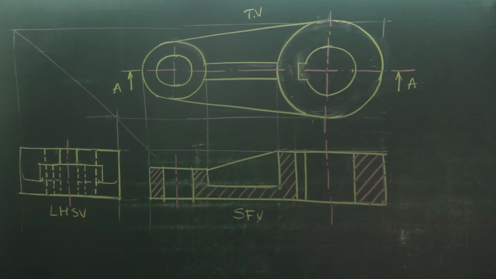So in this sum, they have given third angle. So we'll draw the front view down, the top view up, and the left hand side view we will draw on the left side. So this is what I have shown you, the pattern for how you do it in third angle. In this they have asked for a sectional front view, so we have drawn the sectional front view, top view and LHSV.